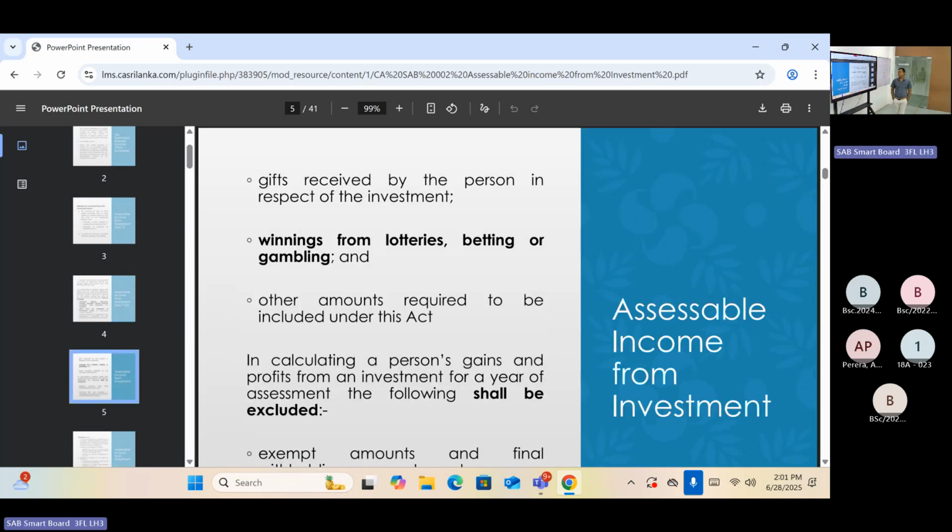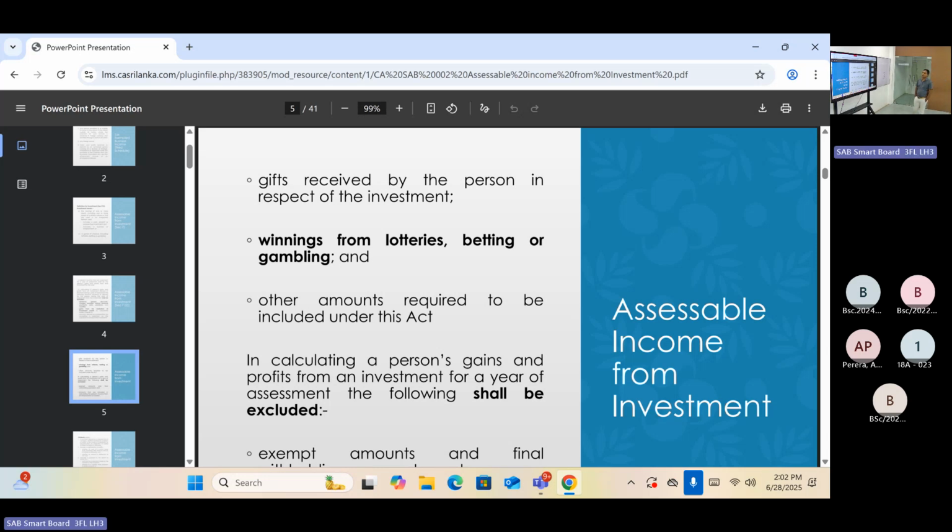So, a gift received by the person in respect of investment. Any gift received in respect of investment is also part and parcel of investment income. Just like if you are making an investment in a bank account, and they are giving us some sort of gift, this is connected to the particular investment. That's what is mentioned: if received by the person in respect of investment.